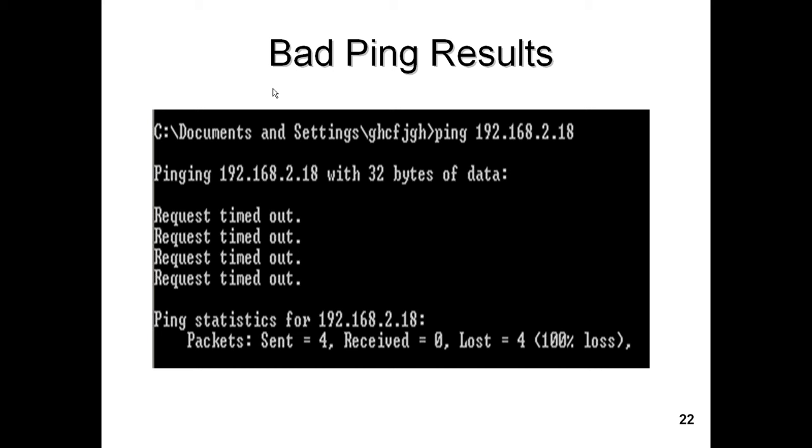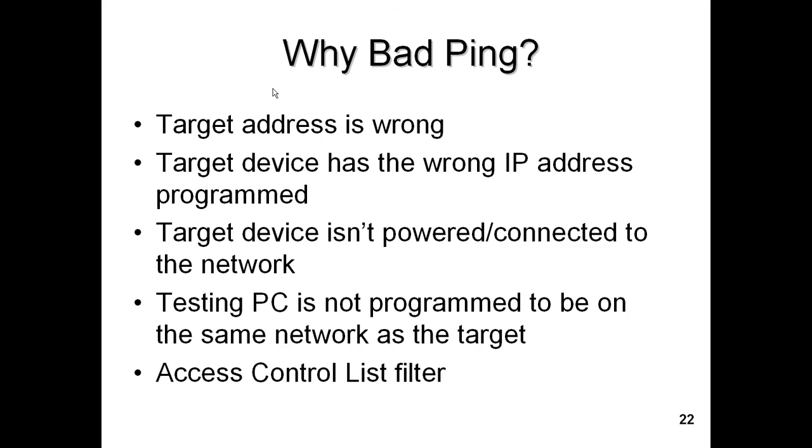Now, what does a bad ping look like? Here I pinged an IP address 192.168.2.18. It sent out 4 packets, and I got 4 request timed out. What does that mean? It means that my computer sent out the packets, it waited a certain amount of time, it didn't get a response, and it said, hey, you know what? I ain't getting a response, so request timed out. This tells us something. That address that we just pinged is not active on the network. There is no device on the network right now that is using that IP address.